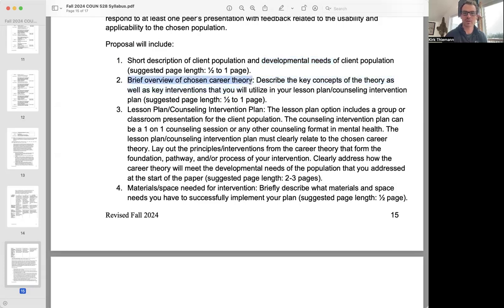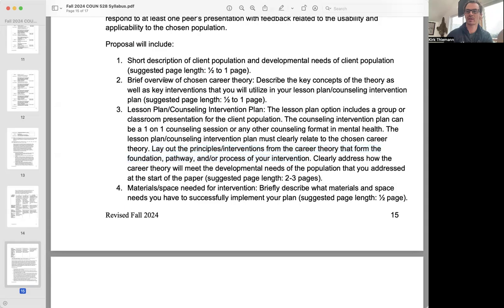Then a brief overview of the career theory that you've chosen to form the foundation of this approach. Once again, it's just a basic summary of the key points of the theory. And particularly, it needs to be clear how this theory is then going to inform the lesson plan or counseling intervention plan. So that's been another area where, right here, lay out the principles and interventions from the career theory that form the foundation, pathway, or process for your intervention.